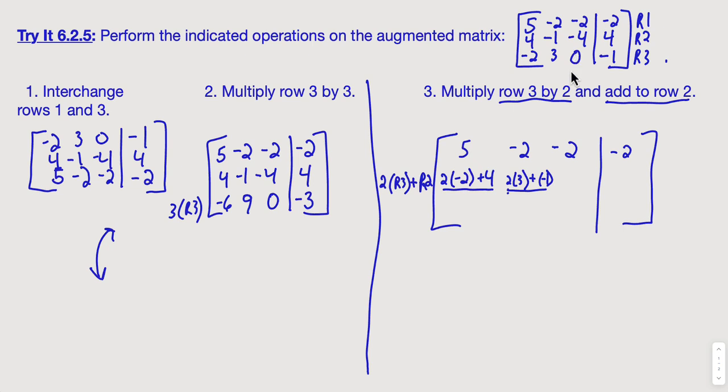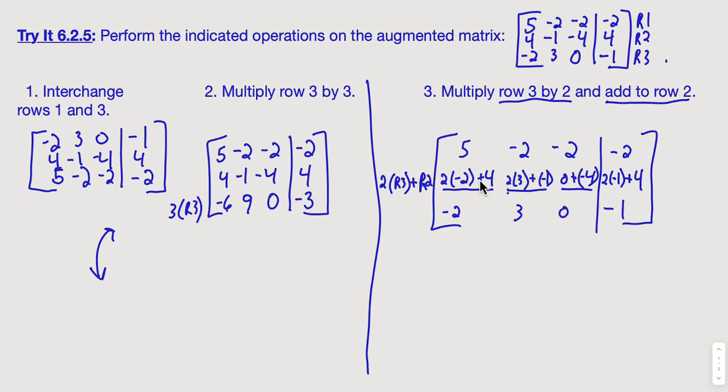So 2 times row 3, 2 times 0, plus negative 4. So that's just going to be 0 plus negative 4. And then 2 times negative 1 in row 3, 2 times negative 1 plus row 2, which is 4. And then our row 3 remains the same with negative 2, 3, 0, and negative 1.